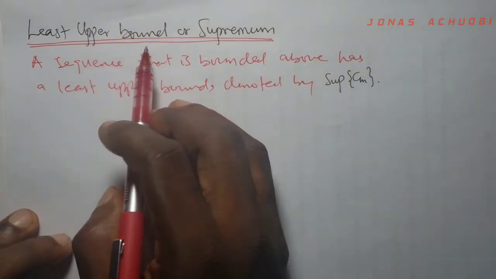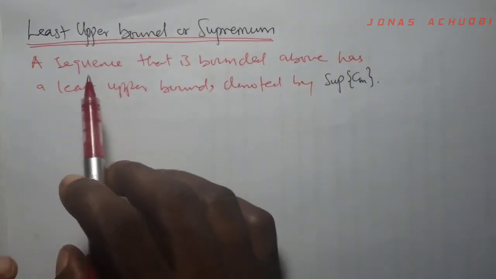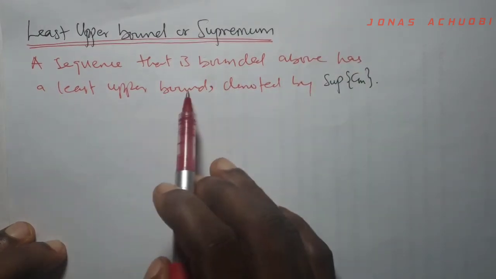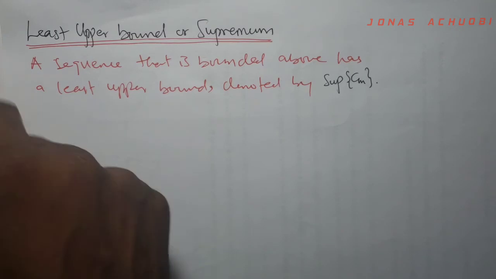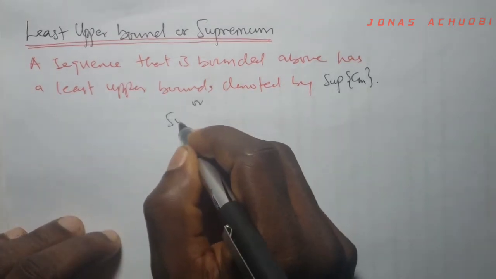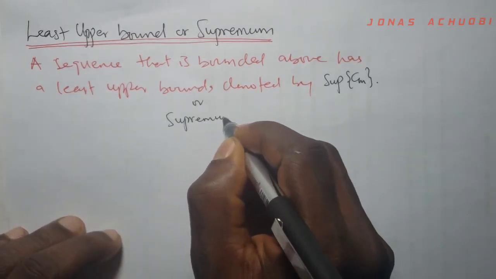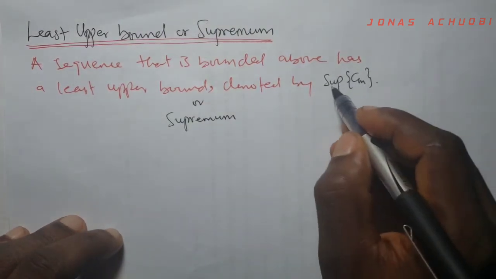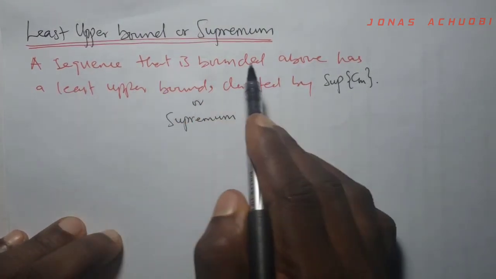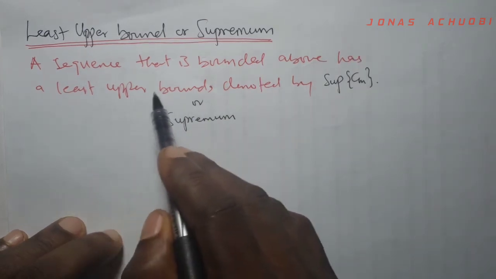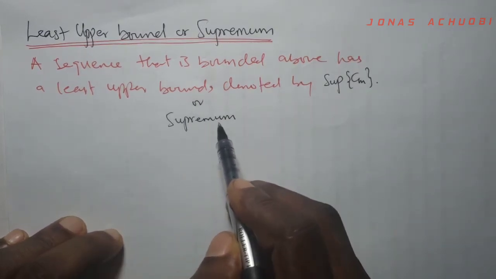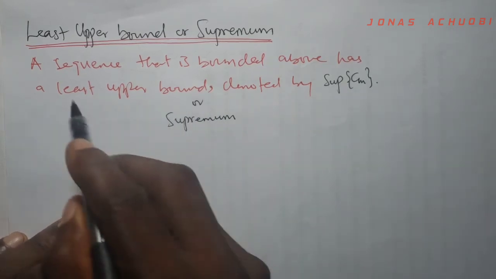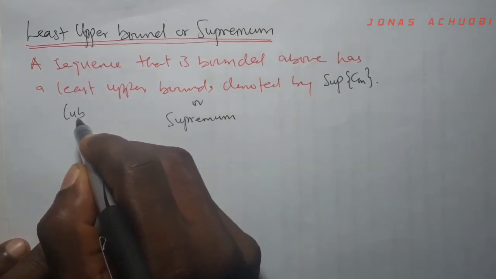Least upper bound or supremum. A sequence that is bounded above has a least upper bound, which we also call the supremum, denoted by sup a_n. So a sequence that is bounded above has a least upper bound or the supremum, and we denote the supremum or least upper bound as SUP, or LUB.